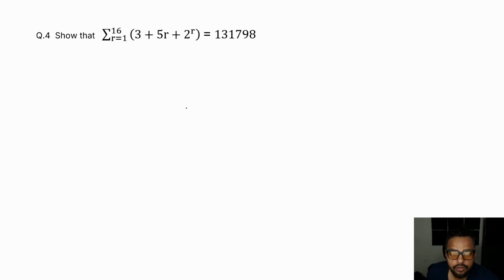Yeah, we need to show a particular relation: sigma of r equals 1 to 16 of (3 + 5r + 2 raised to the power r) equals 131,798, which is a most common question from sequences and series. What we need to do is segregate all the terms. So we could write it as sigma r equals 1 to 16 of 3, plus 5 sigma r equals 1 to 16 of r, plus sigma of 2 to the r. Okay, we are taking the left hand side, student.